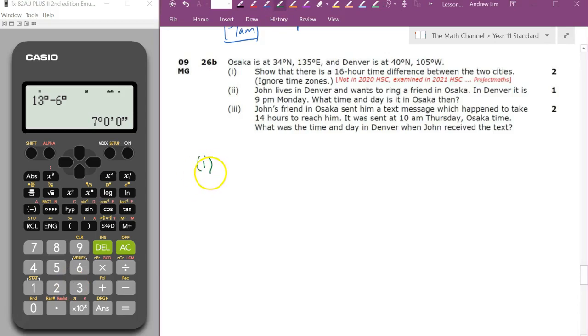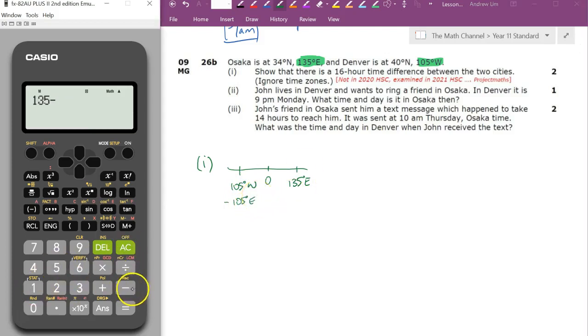Alright, question 1. Show that there is a 16-hour time difference between the two cities. So for time difference, we're always looking at longitude. We've got 105 degrees west on the left because it's west, and here we've got east. If we put 0 here, we actually need to add those two numbers. If you want to, you can think about the west as minus 105 degrees east, and then you can just do 135 minus negative 105. So that's 240.